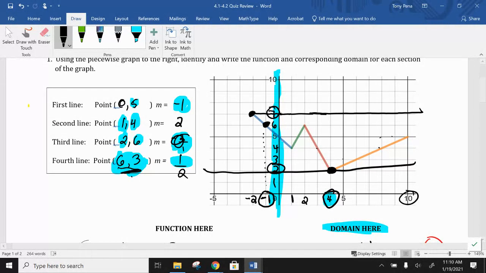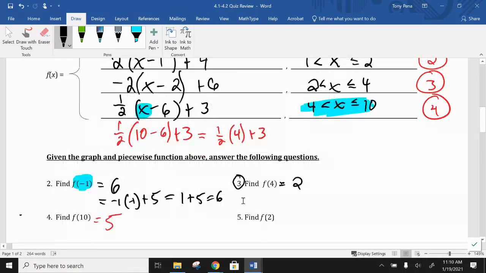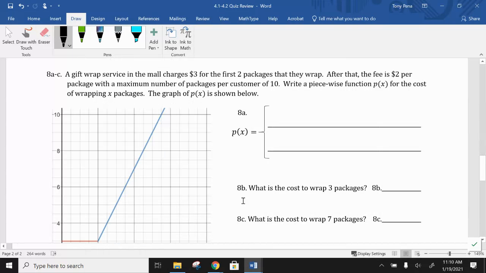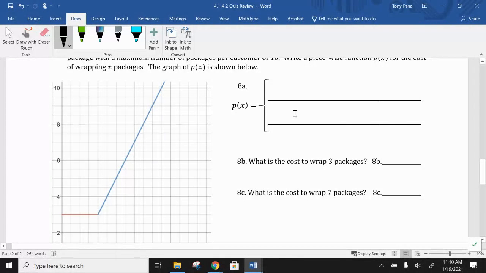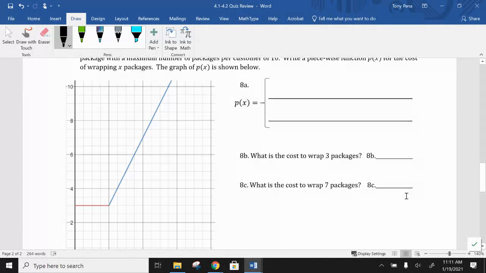All right. Good. All that's going to be on there tomorrow. Hopefully we can do all of that on that little quiz. All right, next page. So there's just 2 pages. The other thing I'm going to have you do tomorrow, I'm going to give you a graph, and I'm going to have you write the function for it, just like we did before, but it's also going to be a word problem. So it says a gift wrap service in the mall charges $3 for the first 2 packages they wrap. So let's make sure we understand how that ties into our graph.